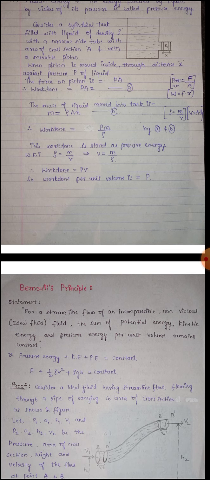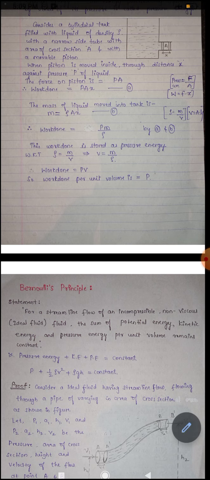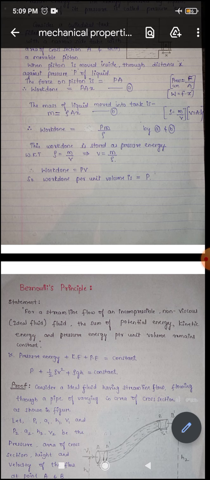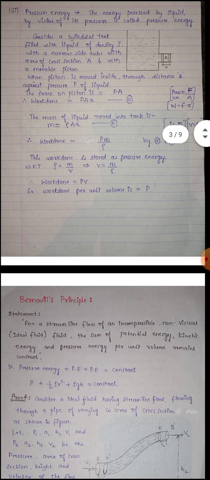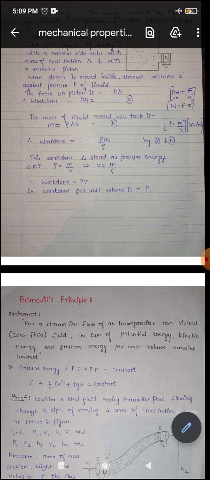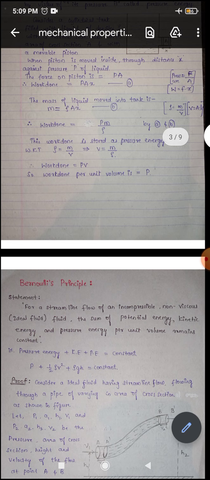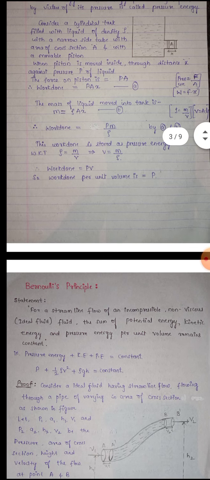By this equation B, what will be the value of A into x? That will be Ax = m divided by ρ. So substitute this value from equation B into equation A. We will get the work done equal to Pm divided by ρ. This work done is stored as the pressure energy, and this is known as the pressure energy of that liquid.